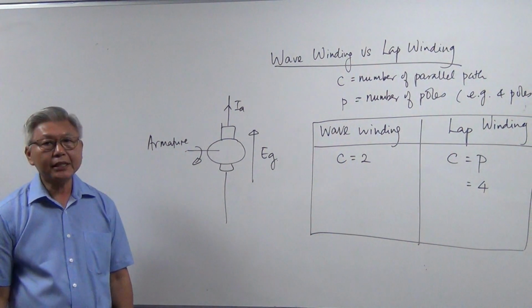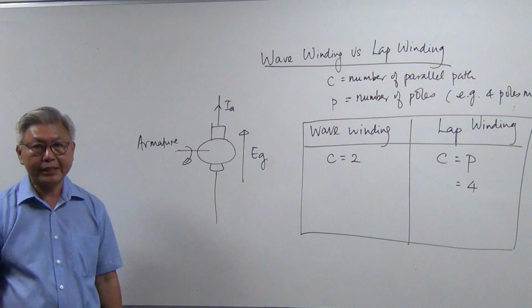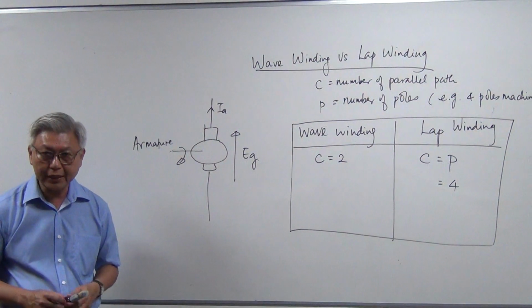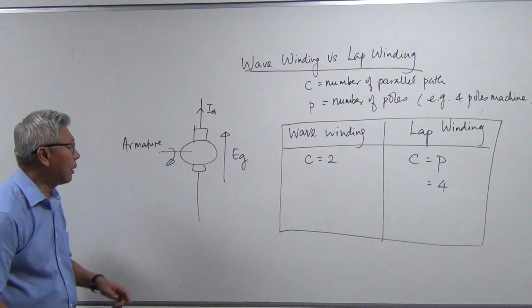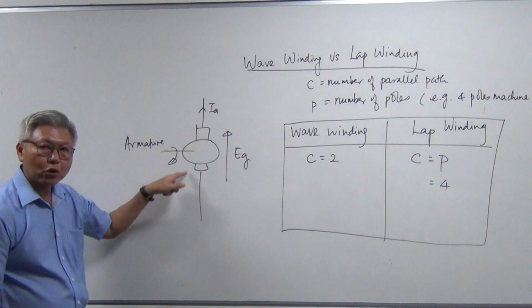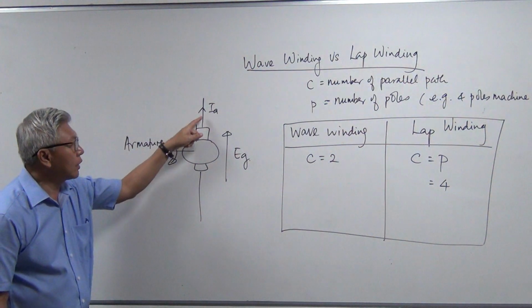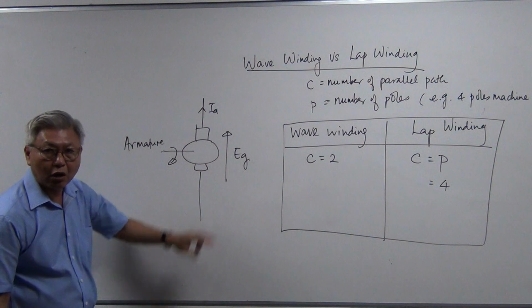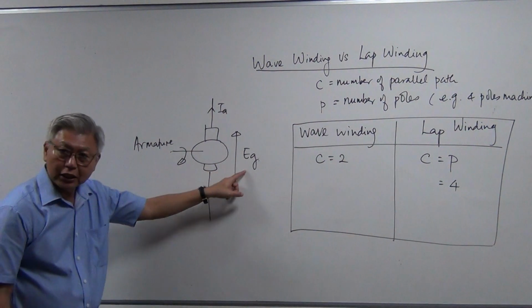Alright, now let us come to another section of this DC machine. We are still on the separately excited DC generator. What we want to talk about is the winding inside this armature. You still remember that this structure is called the armature, and the current that comes out from it is called armature current, and the voltage developed across it is called generated voltage, EG, right?